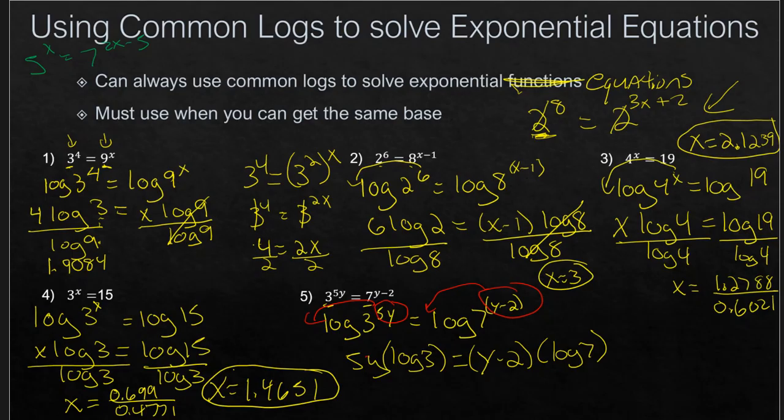All right. So the next thing we're going to do probably doesn't seem too obvious to anyone, but you would distribute. You can put the log of 7 in front if that makes it look a little better. So you're going to have 5y log of 3 equals y times the log of 7, because we're distributing, minus 2 times the log of 7.